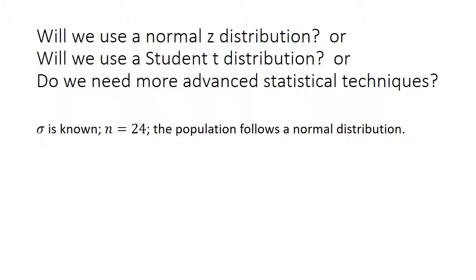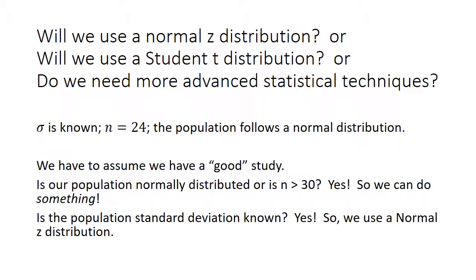Now we need to figure out what to do to find our confidence interval. Because we know our population standard deviation, sigma is known, we will be using what we call a Z or a normal distribution on our calculator. Bam, here it is. Assume we have a good study. We have a normal distribution for the population, so yes, we can do something. We know the population standard deviation, so we use a normal or a Z distribution.